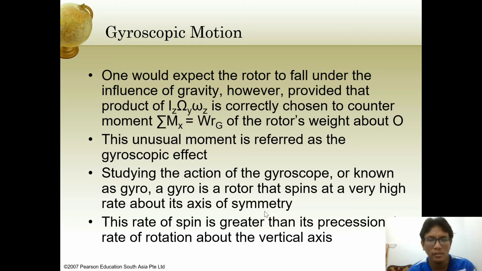This rate of spin is greater than its precessional rate of rotation about the vertical axis. Usually the spin and the rotational speed are greater compared to the precessional speed. But when we reduce the spin speed, the precession will automatically increase, like the top that we just explained.